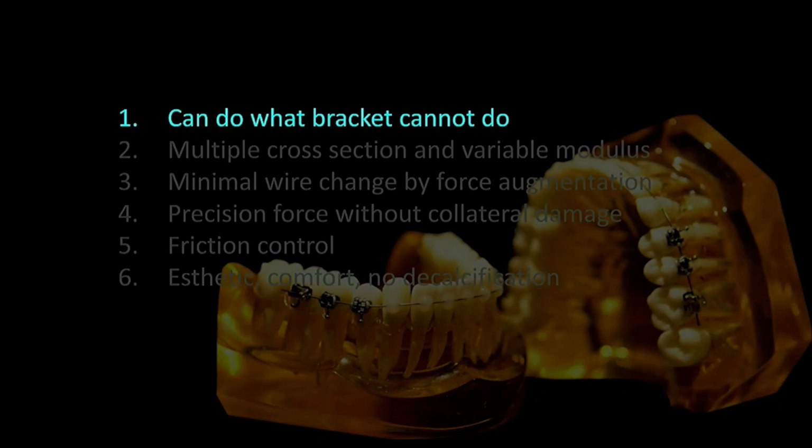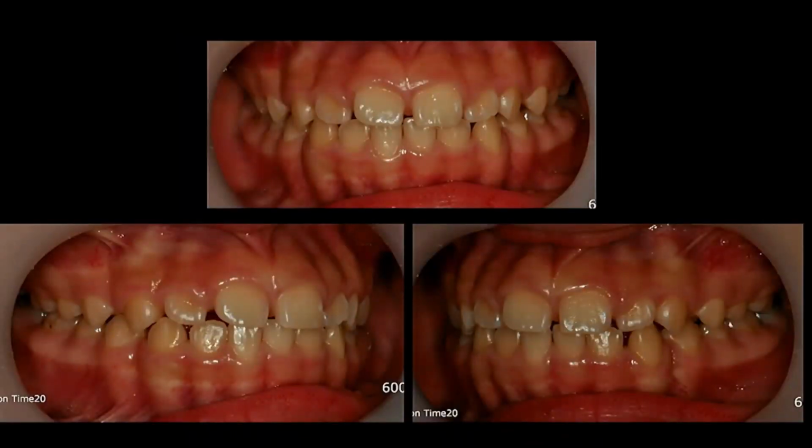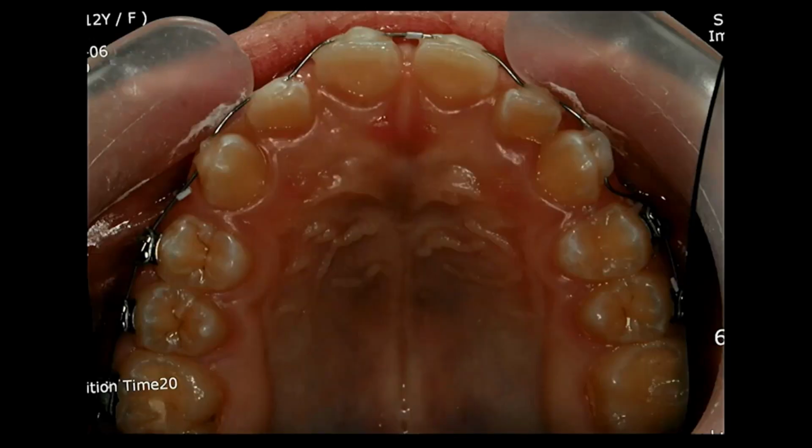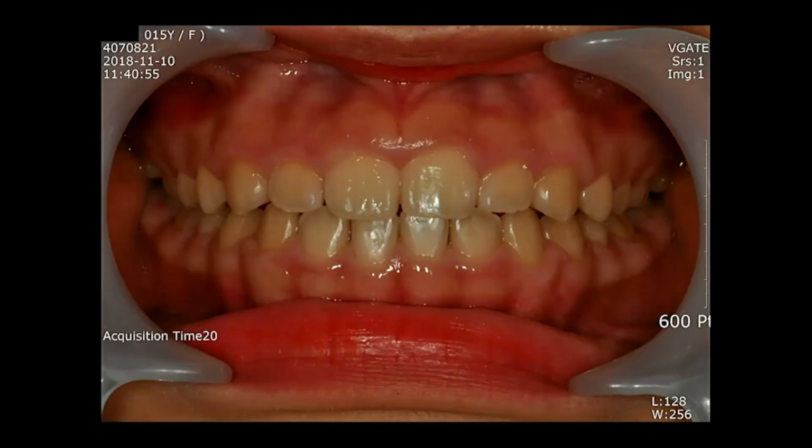The bracket-free can do what bracket cannot do. This young lady presents with gingival hypertrophy, making it very difficult to bond the brackets, particularly on the upper laterals. Nevertheless, clinical crown is large enough to bond the wire, initial, and after the treatment.